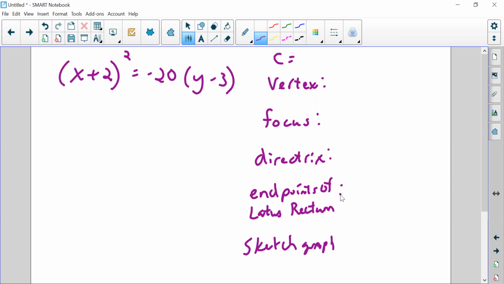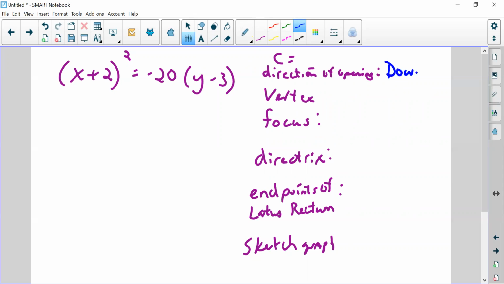All right, so first thing, is this opening up or down, left or right? What's going on? Which direction of opening is this? How did you figure out that it is opening downwards? Because of the negative 20, so it's negative. That would either be down or to the left. And how do you figure out which of those two? The x is being squared. So my x variable is being squared, so I know it has to be up or down. And my c value is negative, so I know it has to be down. So that's how I got it opening downwards.